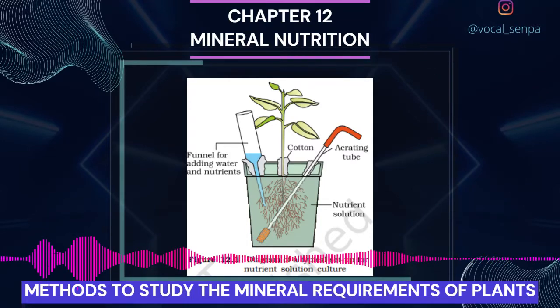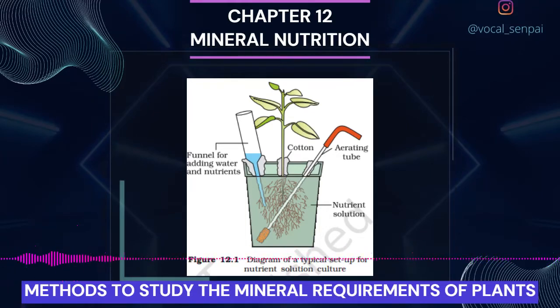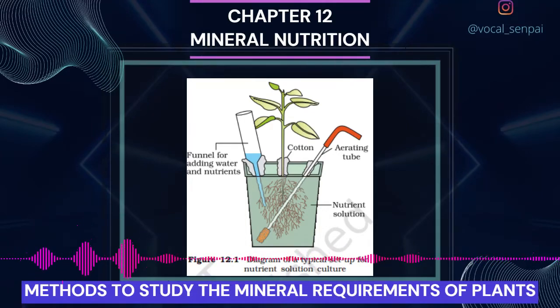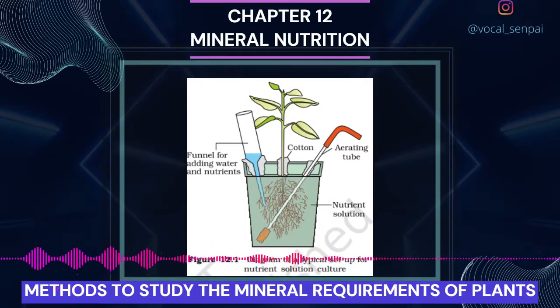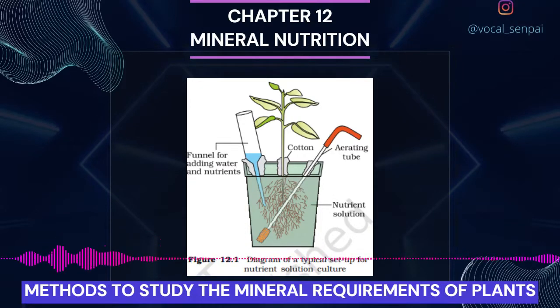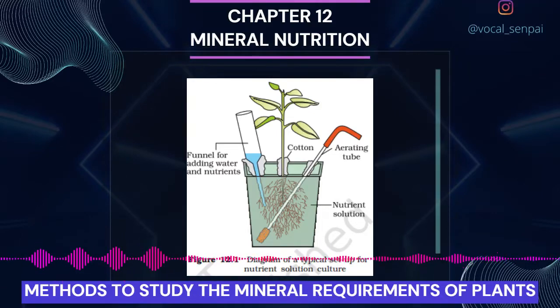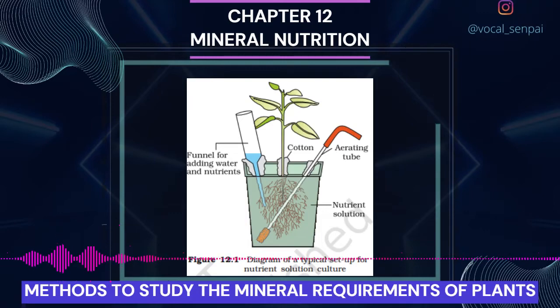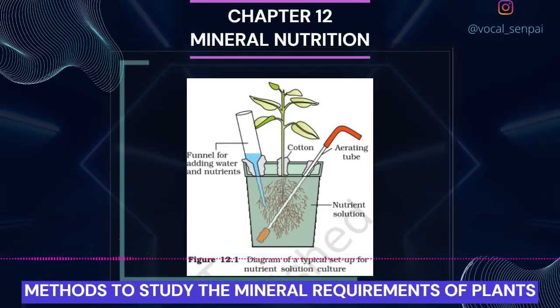Since then, a number of improvised methods have been employed to try and determine the mineral nutrients essential for plants. The essence of all these methods involves the culture of plants in a soil-free, defined mineral solution. These methods require purified water and mineral nutrient salts. Can you explain why this is so essential?